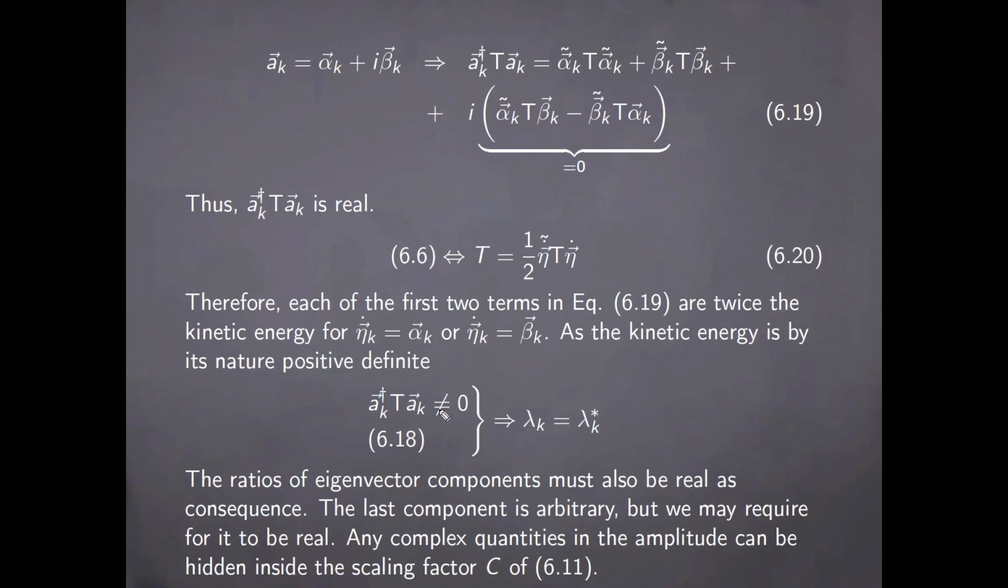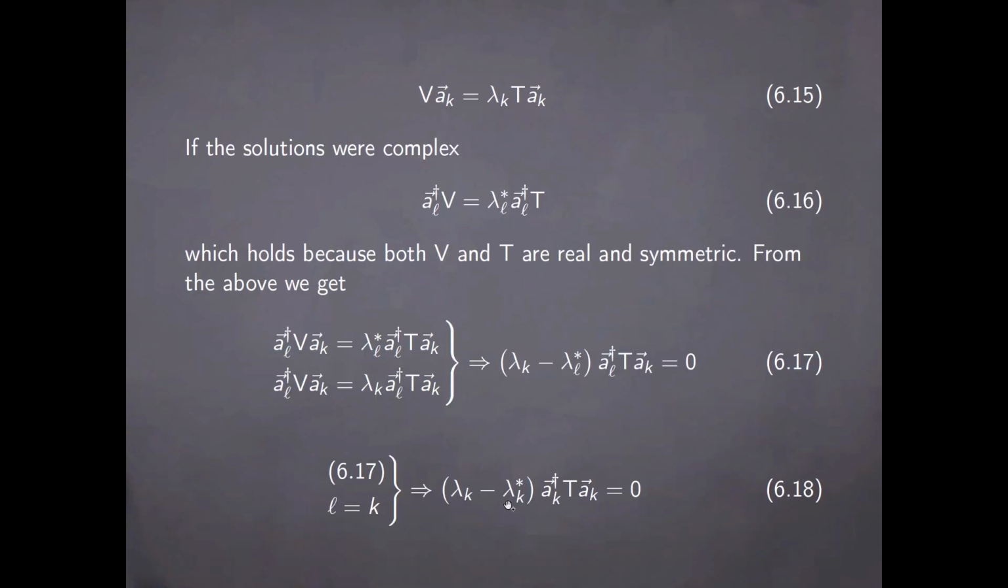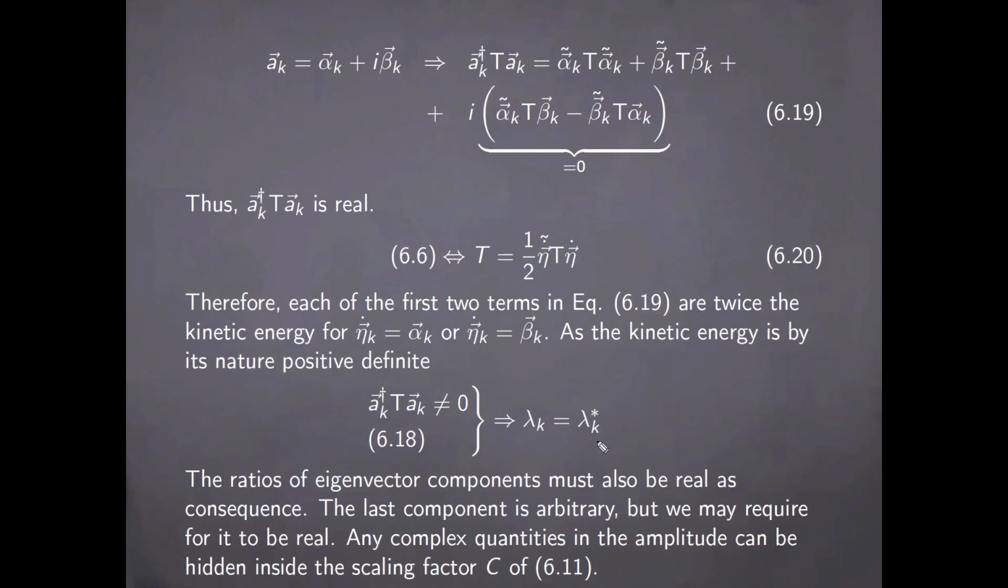And then if we go with this conclusion back in equation 618 here, this proves further that not only is this contraction real, but the eigenvalue corresponding to the eigenvector of index k is also real. Now, another consequence is that the ratio of eigenvector components must also be real, and this leaves us with one final arbitrary component for which we may simply make the reality requirement.